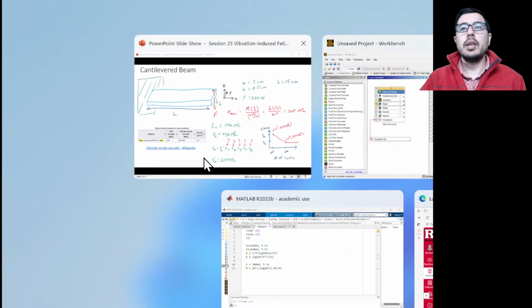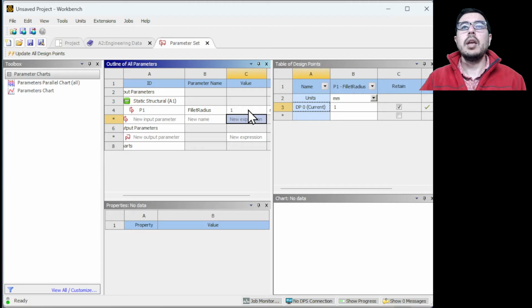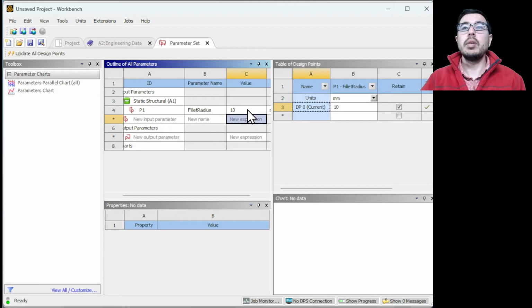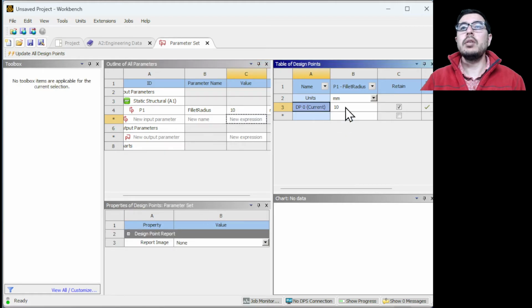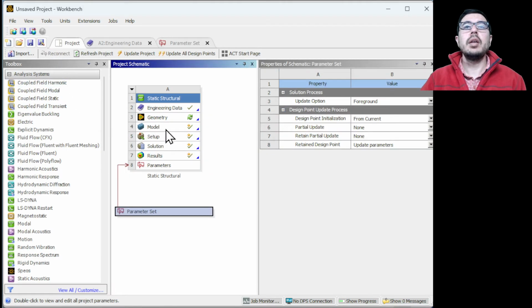So to do that, we'll go ahead and close and then go back into Workbench. We'll click on the parameter set, and let's make this something like 10. Okay, so a radius of 1 centimeter. That'll be set as the current. All right, because we changed it here, we can go back into our project, and it's going to say, oh, it wants to update some things.